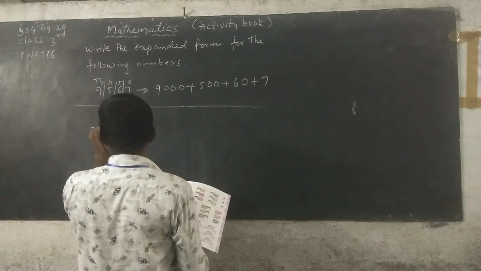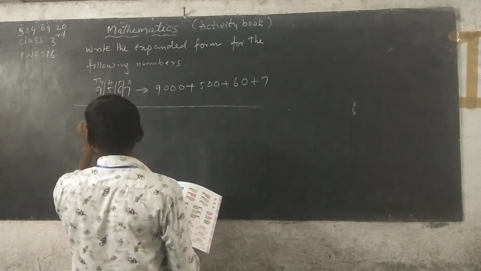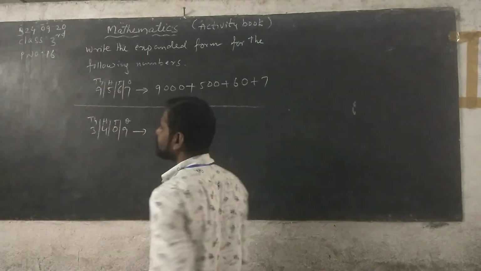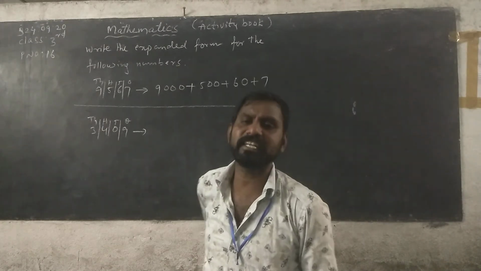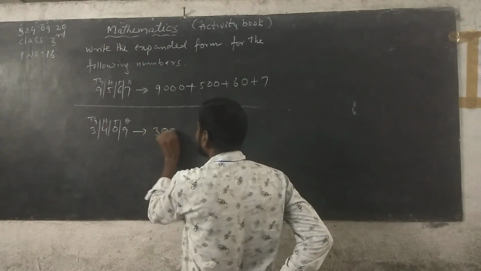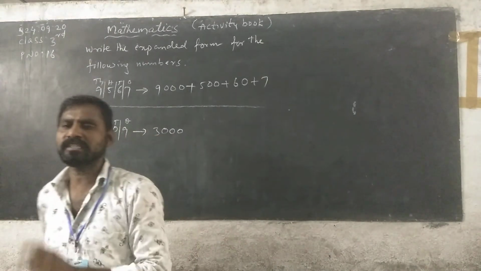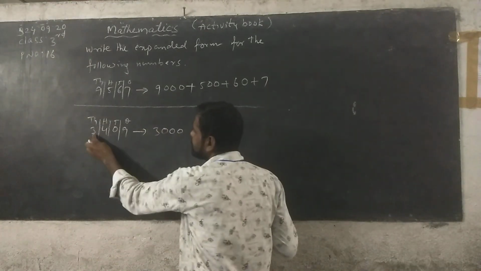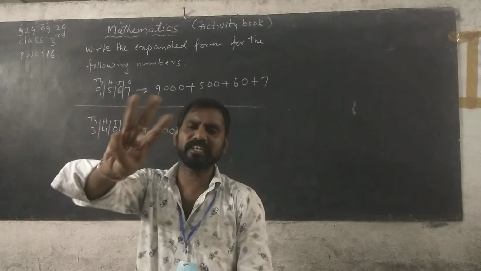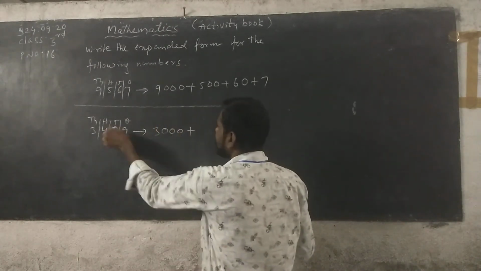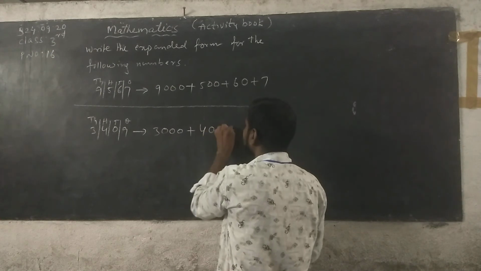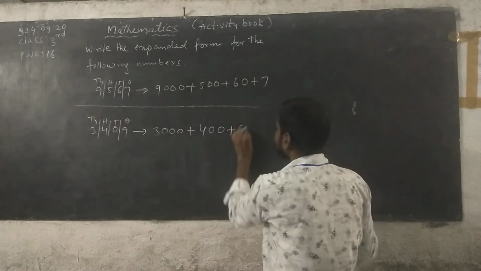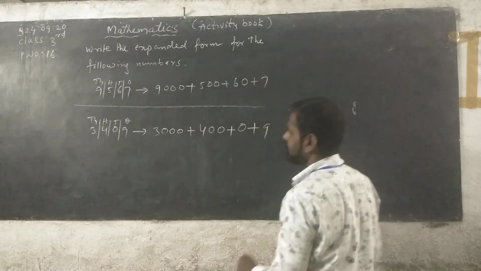Now next, 3409. 9 ones place, 0 tens place, 4 hundreds place, 3 thousands place. See here, 3000. 3 is in the thousands place, then the place value of 3 is 3000. 3 after 3 zeros. Thousands means 3 zeros. Hundreds means 2 zeros. Tens means 1 zero after the digit. 3 is in the thousands place, 3 after 3 zeros, 3000. Plus 4 is in the hundreds place, 400. 4 after 2 zeros. Plus 0 tens, 0 tens means 0. Plus 9 ones means 9.